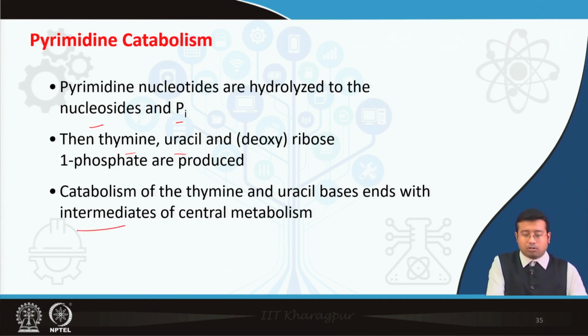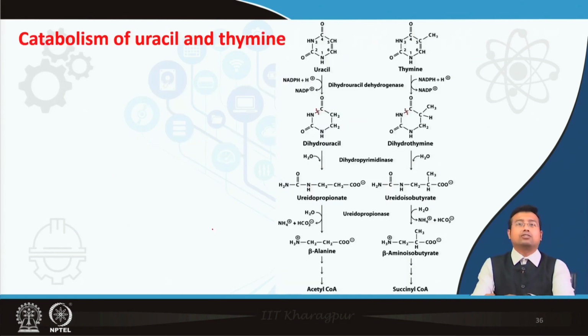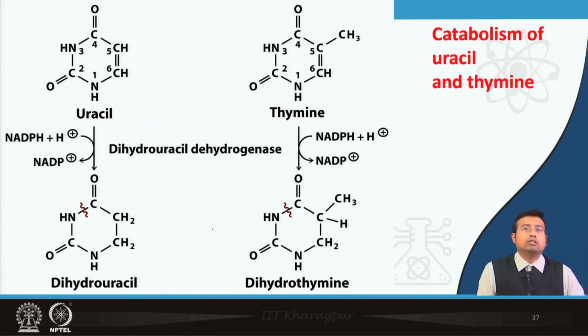intermediates of central metabolism. What is central metabolism? Basically the integration of metabolism, and we will be able to identify certain common products by which you can easily say where those common products can be diverted. Okay. So, this is actually the pathway. So, again let us break it down, magnify each and every step. So, we start with uracil and thymine.